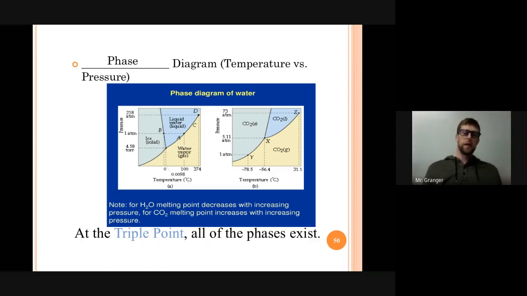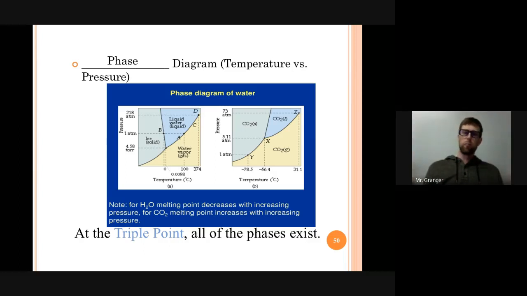As you can see, it says at the triple point, all of these phases of matter exist at the same time, okay? So at the same point, we can have solid water or ice, we can have liquid water, and then we can have water vapor or gas all at the same time. And that point is down below letter B.